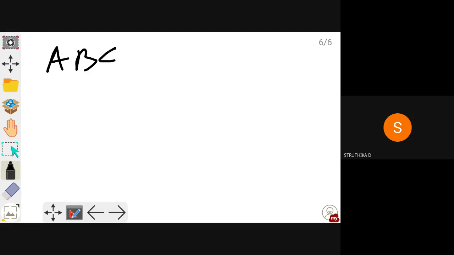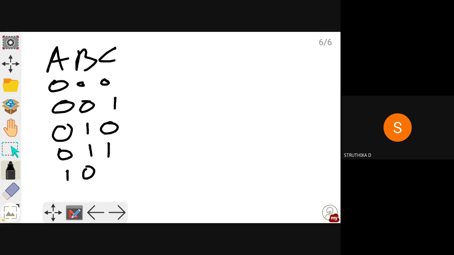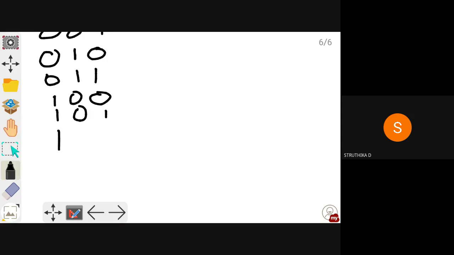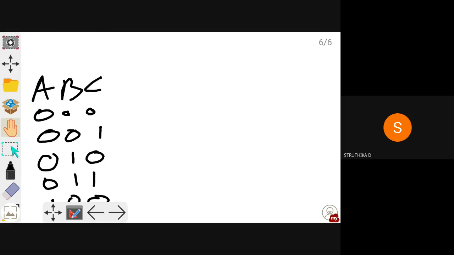ABC is the input. So you have 0 0 0, 0 0 1, 0 1 0, 0 1 1, 1 0 0, 1 0 1, 1 1 0, 1 1 1. So these are the 8 combinations. And then you have to obtain the F2 table.